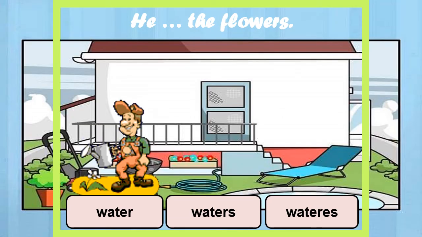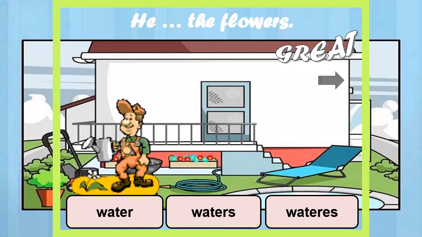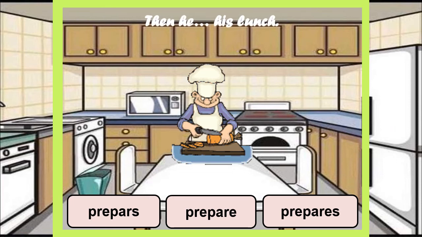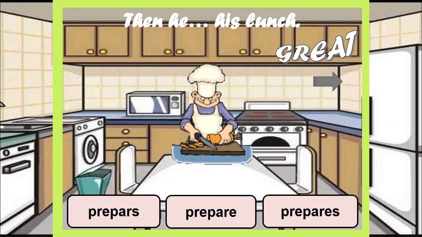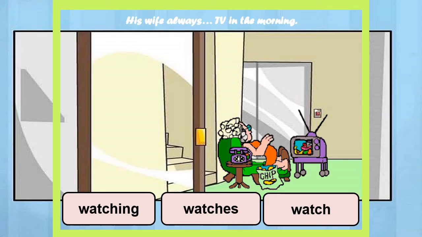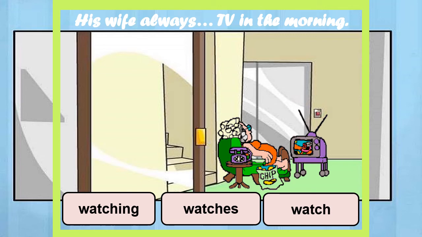He the flowers. He waters. Then he his lunch. He prepares. His wife always TV in the morning: watching, watches, or watch? The verb watch ends with ch, so we add es to the verb, so the correct answer is watches.